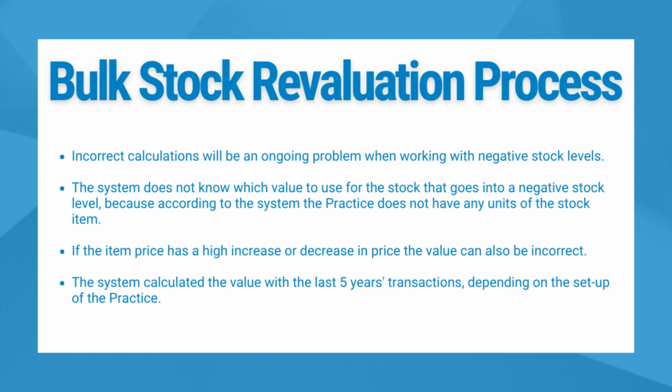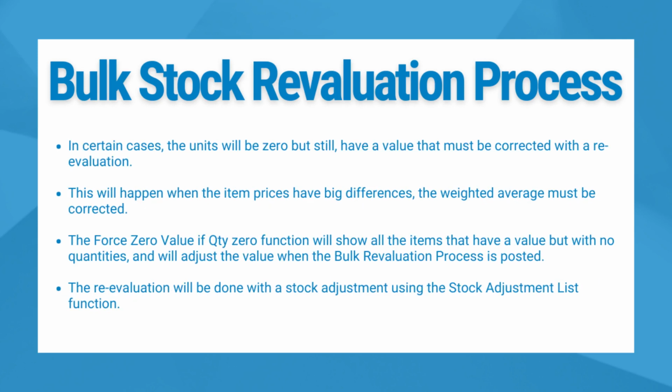The system calculates the value with the last 5 years' transactions, depending on the setup of the practice. In cases, the units will be 0 but still have a value that must be corrected with a revaluation. This will happen when the item prices have big differences. The weighted averages must be correct. The force zero value if quantity zero function will show all items that have a value but no quantities, and will adjust the value when the bulk revaluation process is posted.